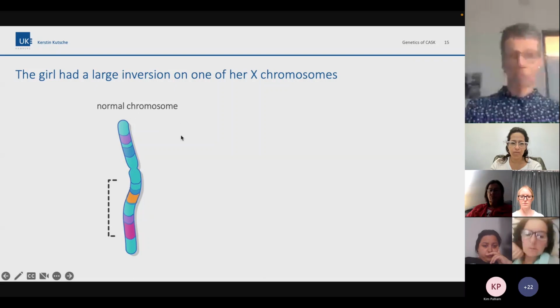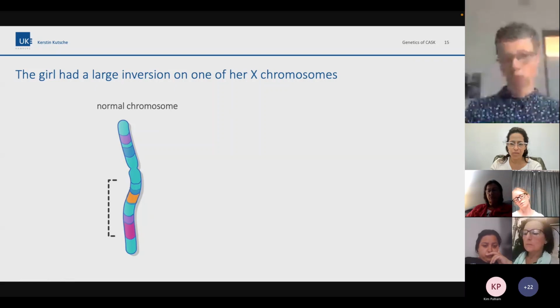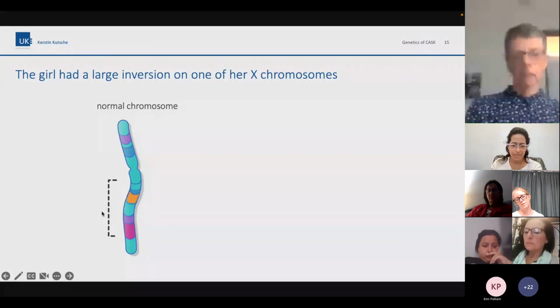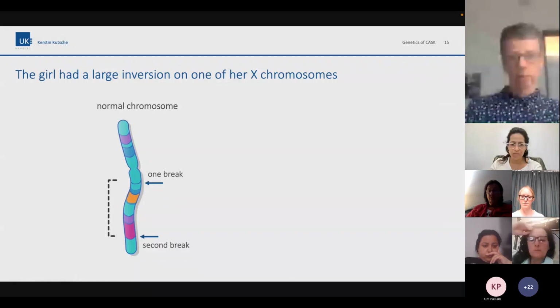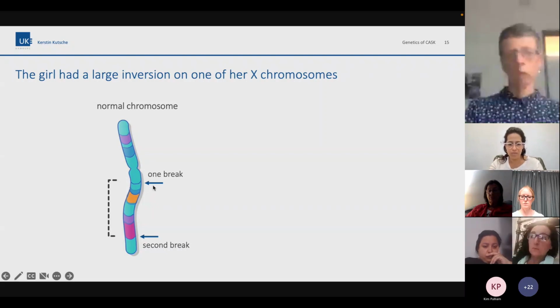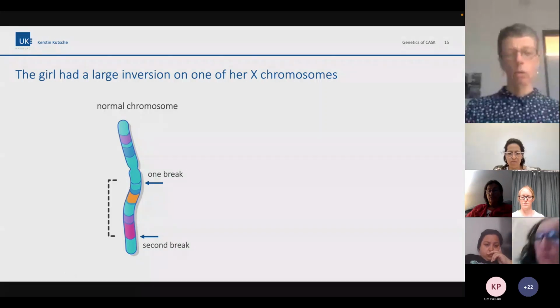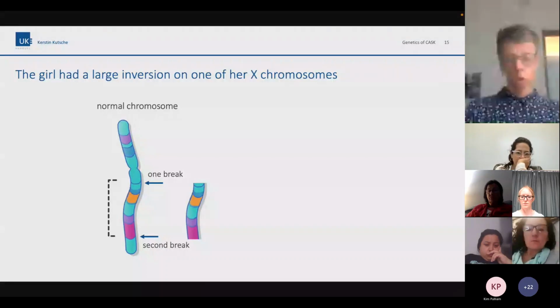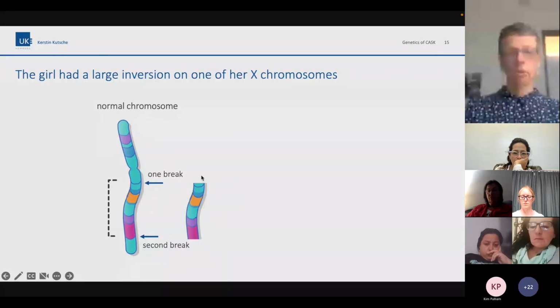So here I show you the normal chromosome, and I will now introduce you to the kind of mutation this girl had on one of her X chromosomes. You see, this is a normal chromosome. And what happened on one of the X chromosomes of this girl was that there were two breaks, one break here and another break here. So that means that a DNA fragment broke off out of the chromosome. And this is the part which broke off.